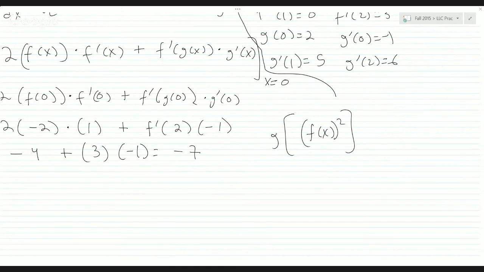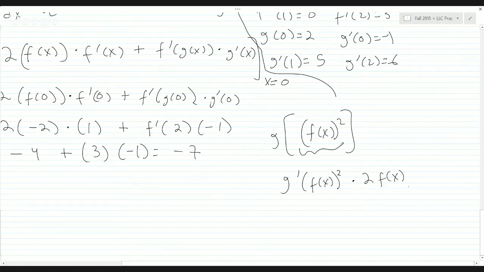So always remember, derivative of the outside, and then you keep on going inside. So here we have like 3 layers. The derivative of the outside is g prime of f of x, that quantity squared. Times the derivative of the inside, which is 2 times f of x. Times now f prime of x.